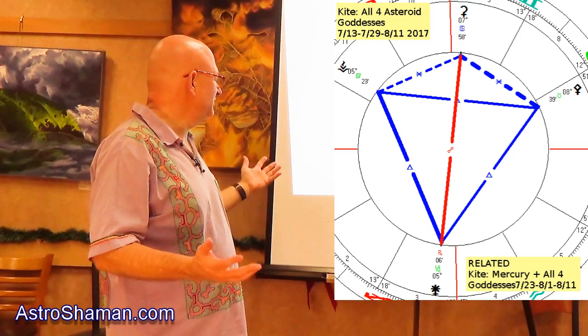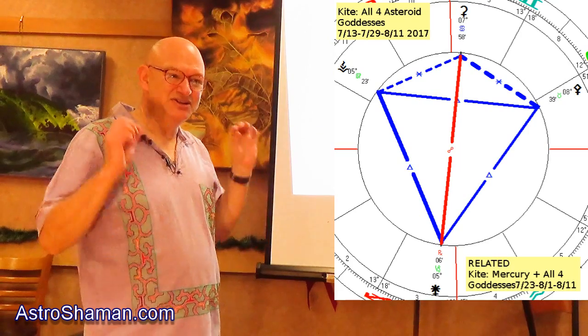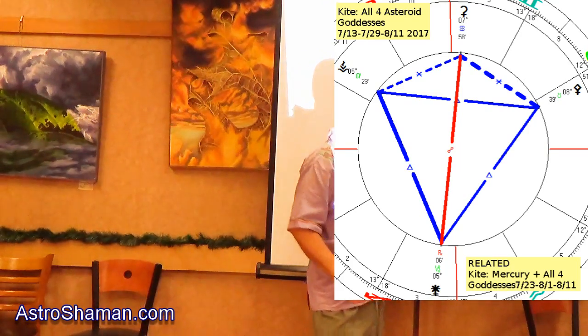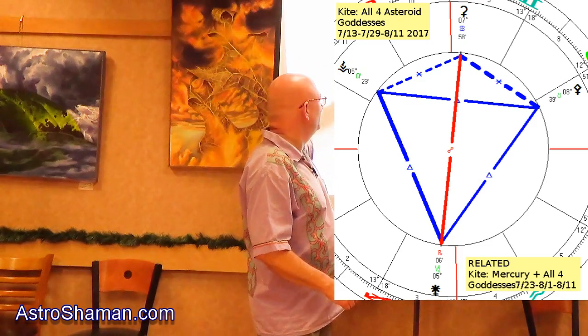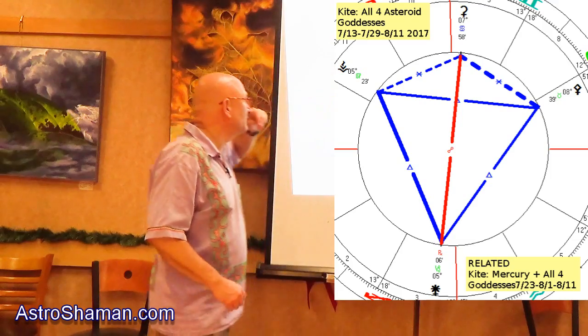So I'd say with the kite here, and it looks like a kite, doesn't it? To be technical, what a kite is, if you don't know, is a grand trine, which is an equilateral triangle, and then there's a point between 2 of the points that creates the kite point, okay?